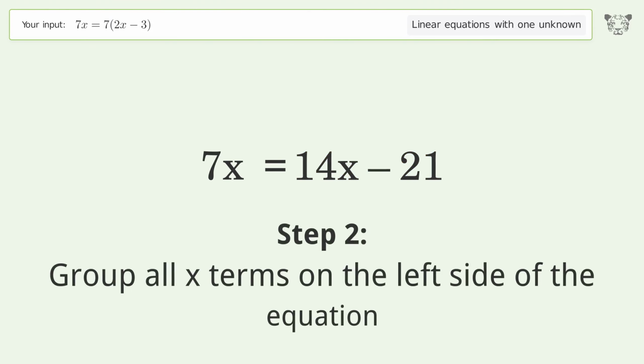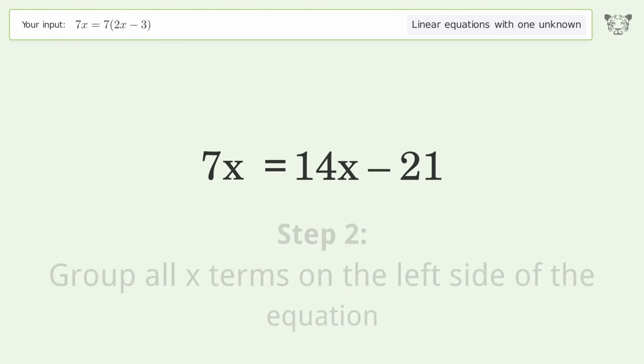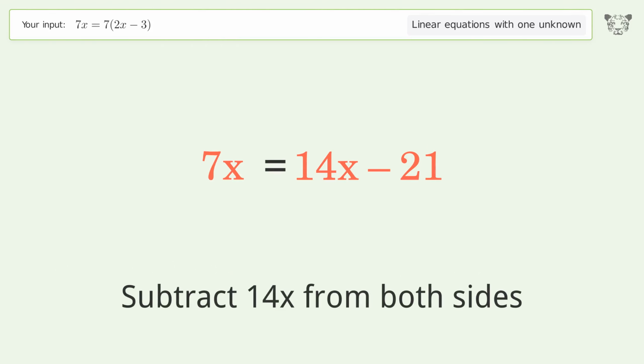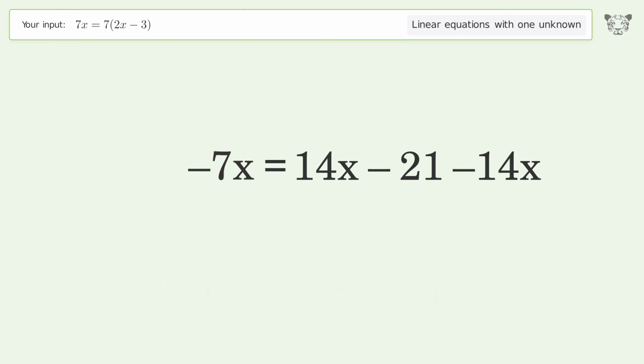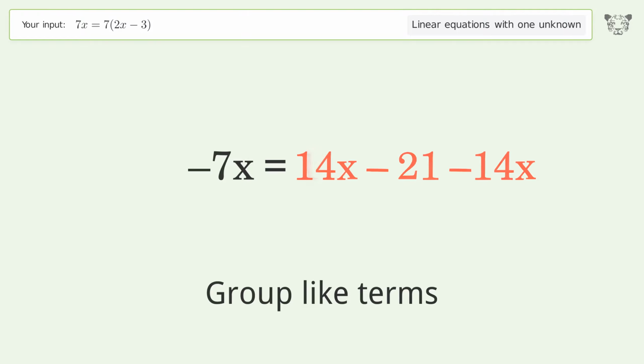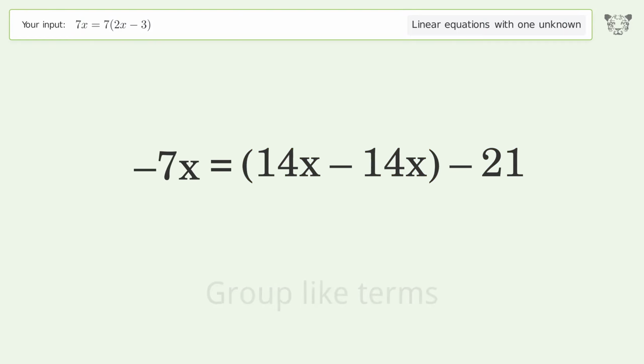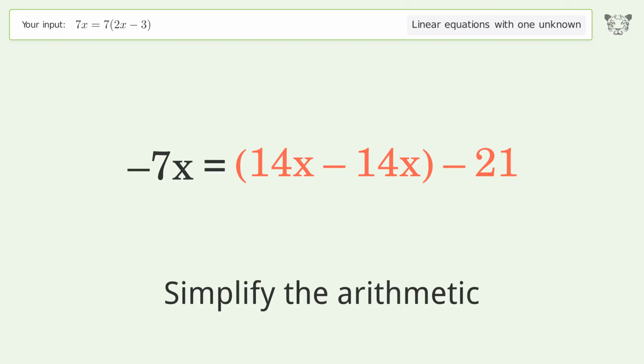Group all x terms on the left side of the equation. Subtract 14x from both sides. Simplify the arithmetic. Group like terms. Simplify the arithmetic.